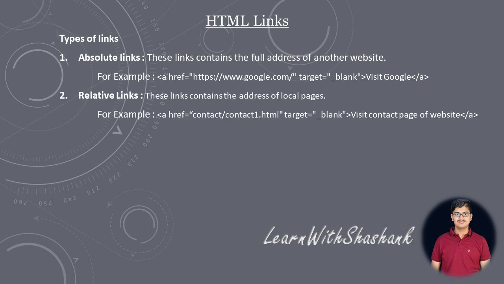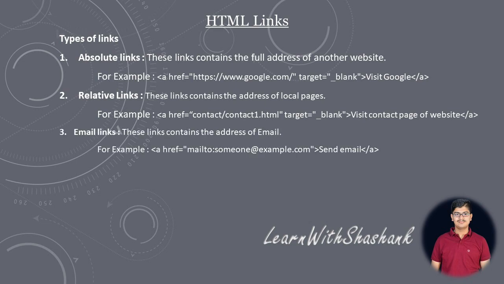Second type of links are relative links. What is meant by relative links? The links contain the address of the local pages, means they are interconnected to each page of the website. For example, a href contact slash contact1.html means contact is the folder name under that website folder, and contact1 is the page name of the website.